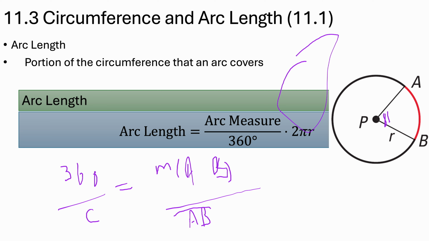So the measure of arc is the angle which is here. This is the measure of arc. And if you solve this, you can find how much is the AB arc. You can find the length of the AB arc with this formula.